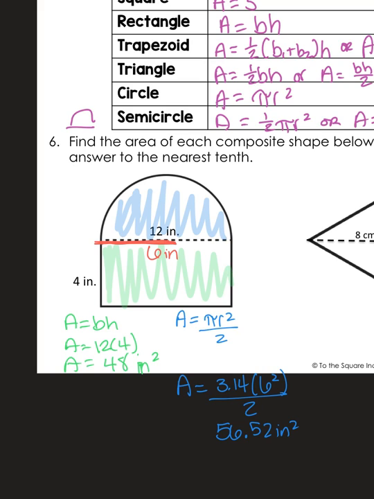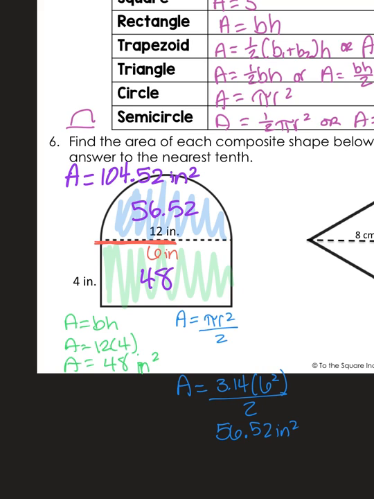Now I need to actually take those and add them together, because this right here was 48 and this was 56 and 52/100. So now I need to add those two together to get the area of all of it. And when I do, I am going to get that the area is equal to 104 and 52/100 square inches.